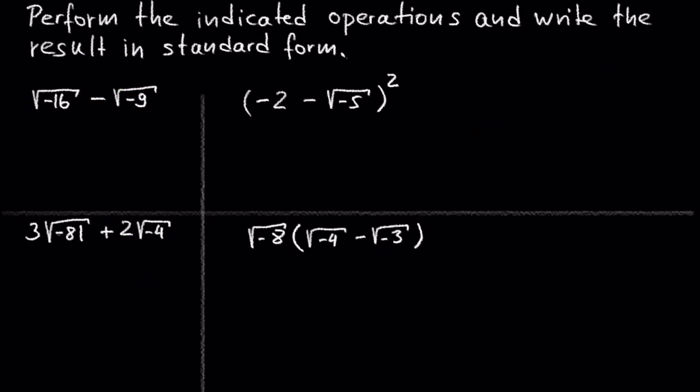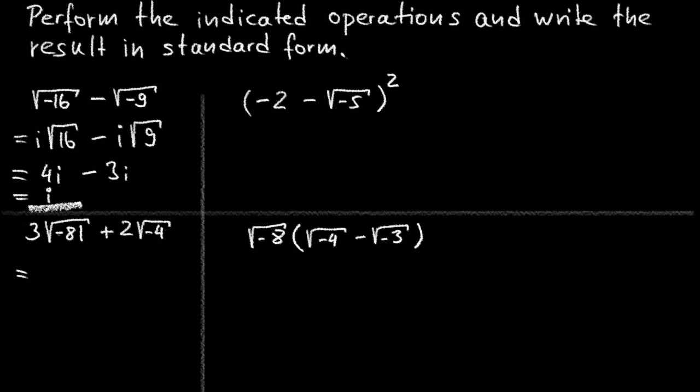Perform the indicated operations and write the result in standard form. The square root of negative 16 minus the square root of negative 9. The square root of negative 16 is i times the square root of 16, and the square root of negative 9 is i times the square root of 9. The square root of 16 is 4, and the square root of 9 is 3. 4i minus 3i is 1i, which is i. And we're done with this problem.